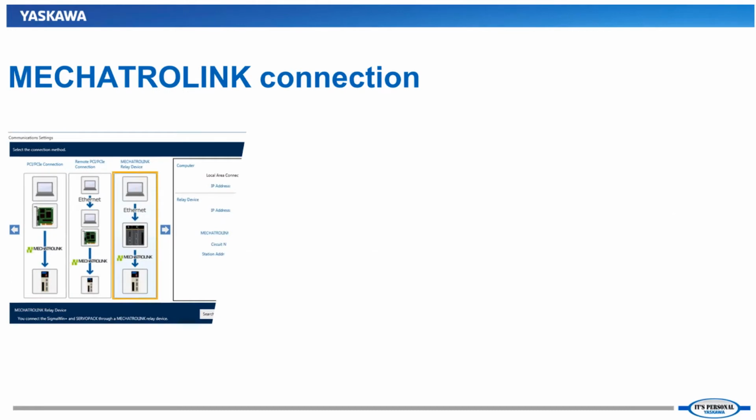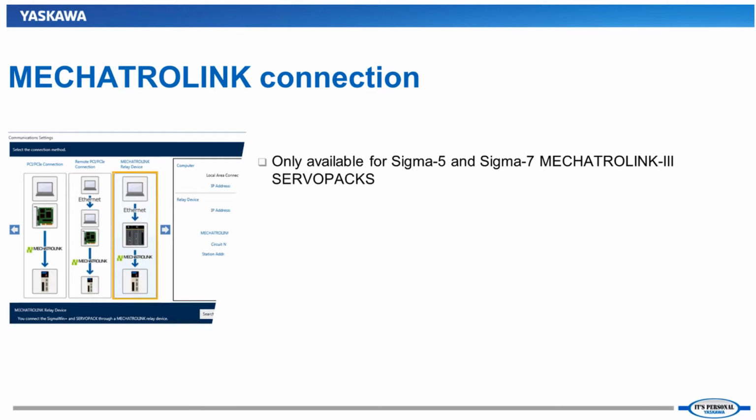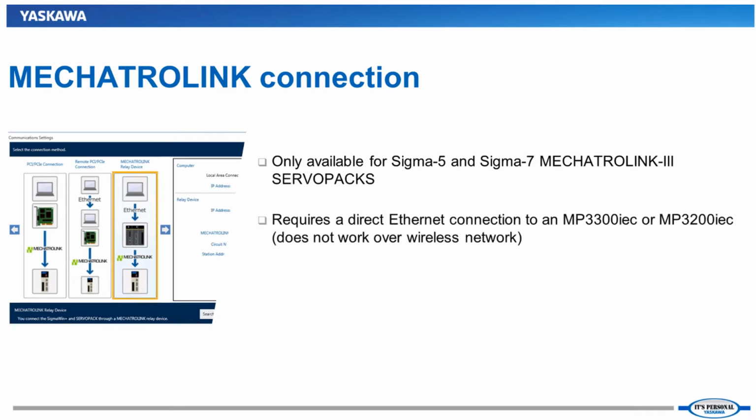The Mechatrolink connection, kind of the new one. This is only available for Sigma 5 and Sigma 7 Mechatrolink 3 servo packs. This will not be supported on Mechatrolink 2. This does require a direct Ethernet connection to your MP3300 or 3200. Does not work over a wireless network.